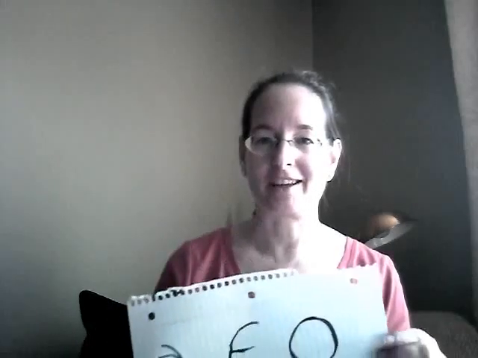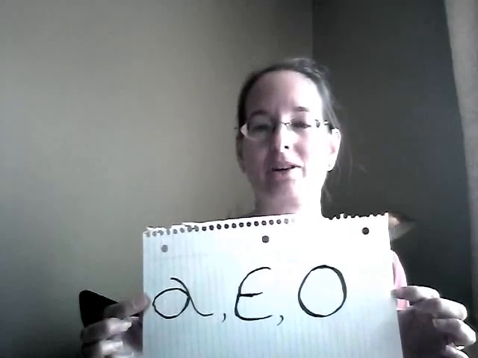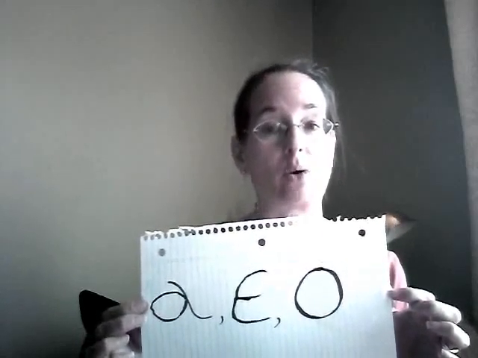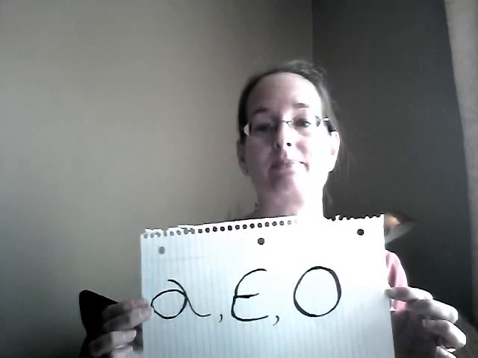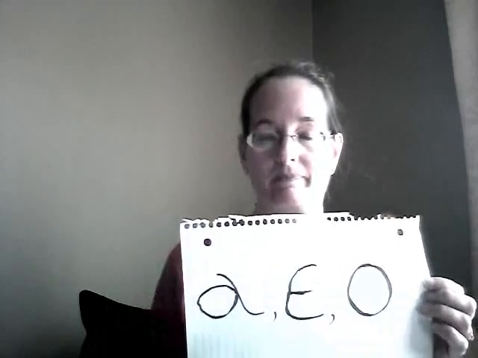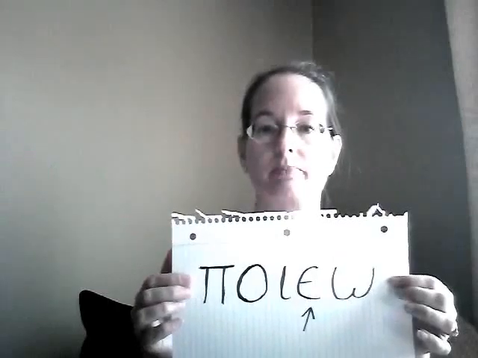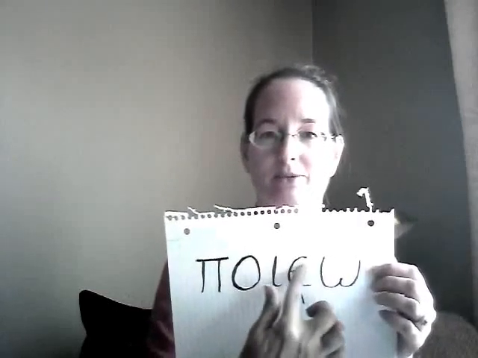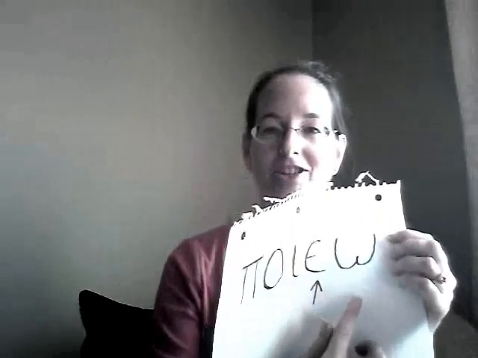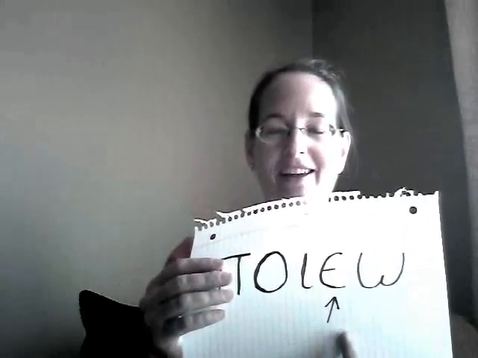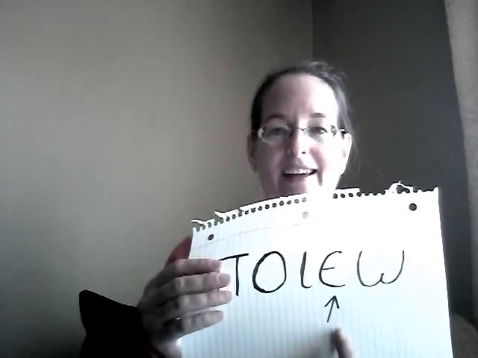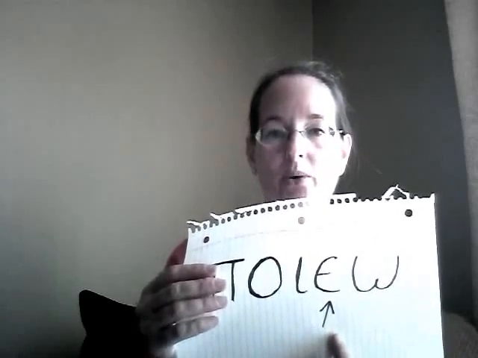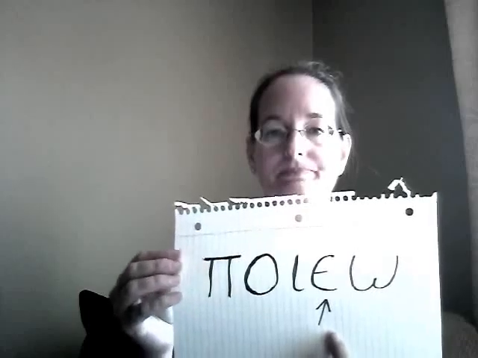Here is the first. Contract verbs are verbs which, in their dictionary form, end with an alpha, an epsilon, or an omicron. So, for example, poieo, to make, do, or create. In its dictionary form, oops, the camera is reversed here. Here we go, hand-eye coordination. In its dictionary form, there is an extra epsilon, poieo, in the dictionary form.